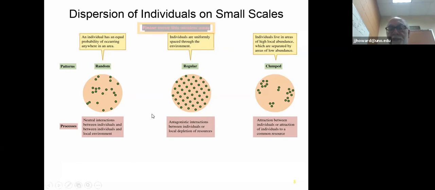So this is often the basis of the study of the relationship of organisms in their environment, and it generates lots of hypotheses. Like if you see a regular pattern, you might then hypothesize, well, competition is probably generating that. But these dispersion patterns are relatively easy to measure.